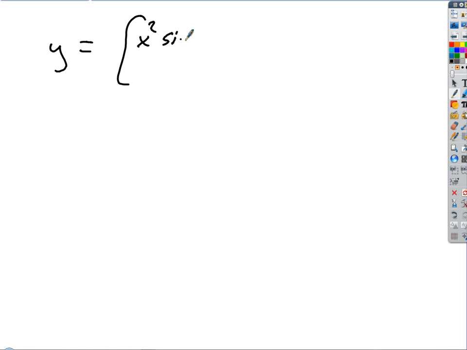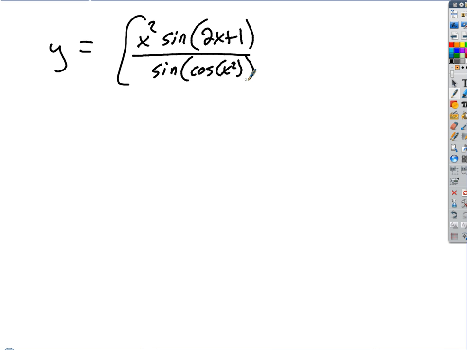x squared times sine of 2x plus 1, over cosine of x squared. And all of that was under a root.